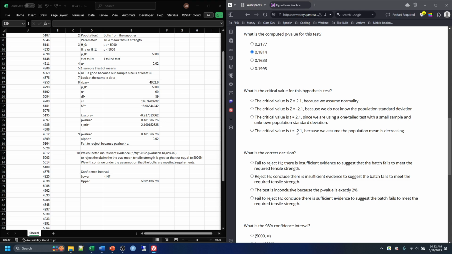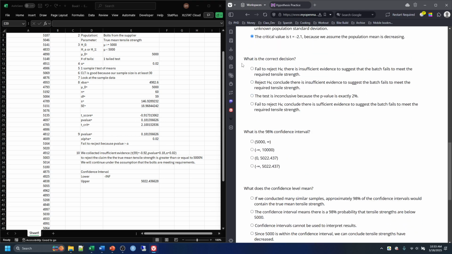Or is the critical value t equal to -2 because we assume the population mean is decreasing? Okay, this is the one that we want. We want our t-score, this over here, is just like our absolute value. But it's negative because we said from our null hypothesis that it was less than. And so the t-critical is going to be negative 2.1. This t-critical is the absolute value that we're able to get. Okay, the correct decision, we said fail to reject.